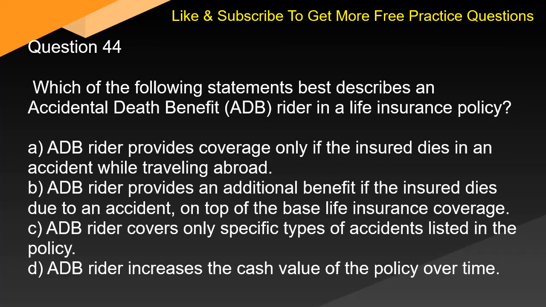Question 44. Which of the following statements best describes an accidental death benefit (ADB) rider in a life insurance policy? A. ADB rider provides coverage only if the insured dies in an accident while traveling abroad. B. ADB rider provides an additional benefit if the insured dies due to an accident, on top of the base life insurance coverage. C. ADB rider covers only specific types of accidents listed in the policy. D. ADB rider increases the cash value of the policy over time.